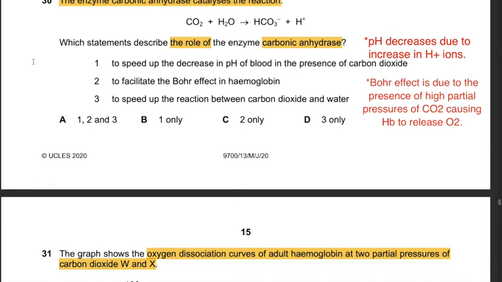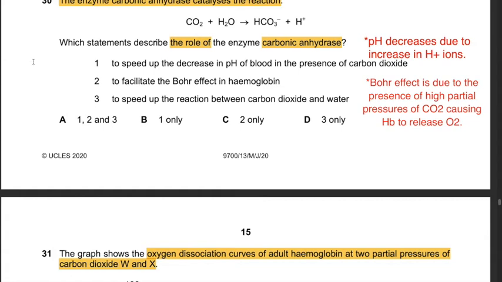If we look at option 1, to speed up the decrease in pH of blood in the presence of carbon dioxide, yes, carbonic anhydrase acts when there is a high partial pressure of carbon dioxide and it catalyzes the reaction between carbon dioxide and water. Hence, option 1 is correct, as when it catalyzes the reaction between carbon dioxide and water, hydrogen ions are released. Therefore, hydrogen ion concentration increases, leading to pH decreasing.